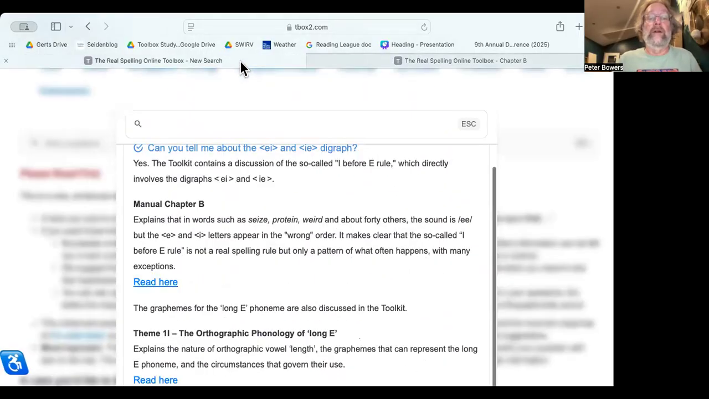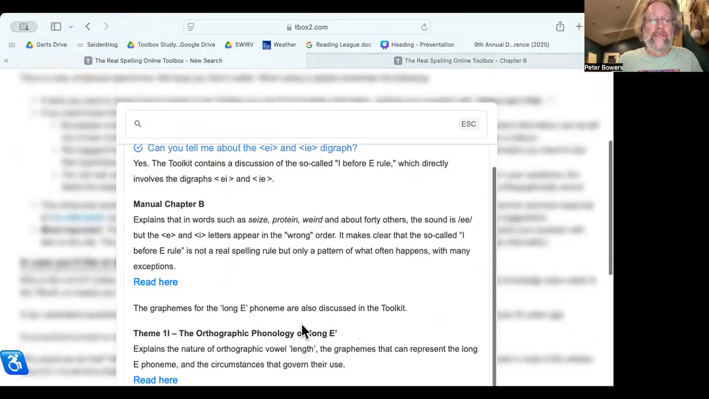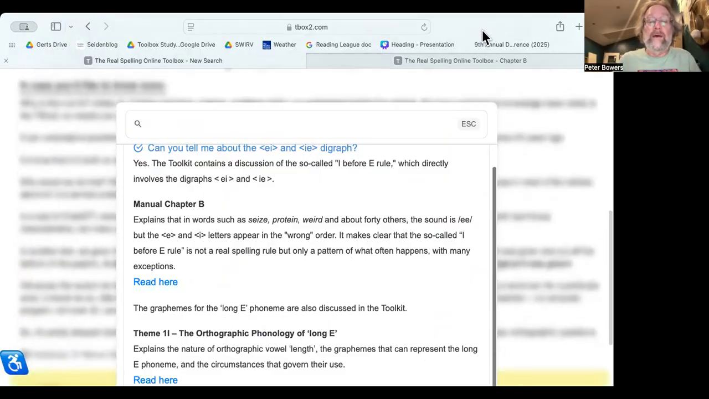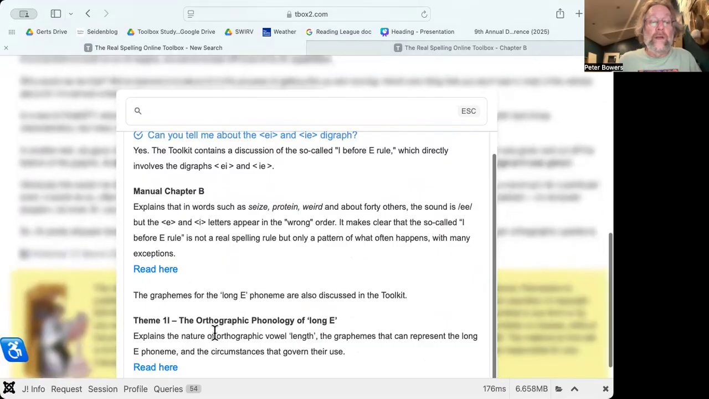But we did have another place to look that we haven't looked at yet. And what do we have there? Theme 1L, or the phonology for the long E. So I'm going to click that.